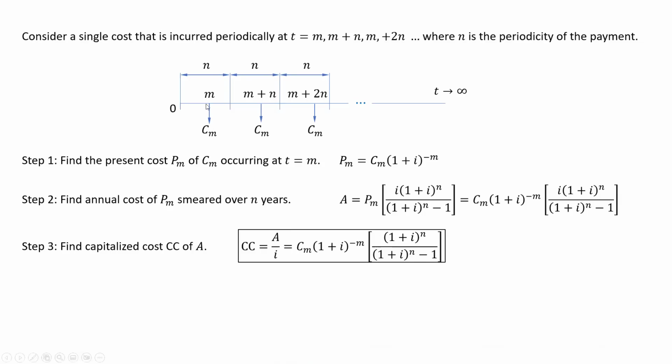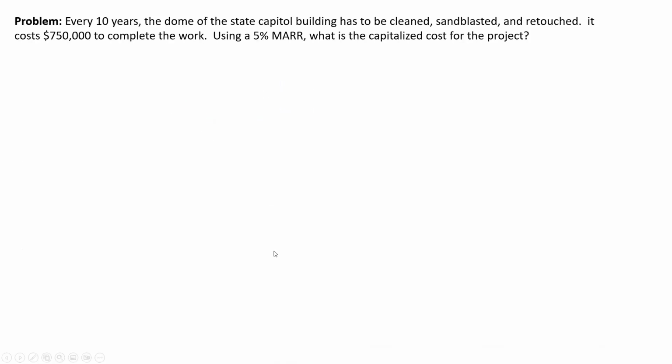But as long as you understand the procedure, what we are trying to do here, all we are doing is, hey, you got periodic payments. So what you're doing is you're figuring out the present cost of it and then smearing it over n years. And once you do that, you have smeared out for all the way up to infinity, and I can figure out the present value of it. So that's the concept behind this. Okay. All right. Let's look at a problem so that we understand how to apply what we did.